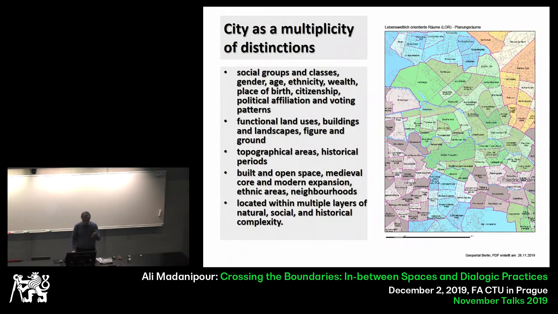And I'm showing you the list that you see there of different ways that a city is made of different layers of distinction. You can read the city through the concentration of social groups. You know where particular groups in your city live, particular classes. There are distinctions in terms of age, ethnicity, wealth, citizenship, place of birth, political affiliation, voting patterns. People are making maps of these things. Scientists make a lot of cartography of these differences.